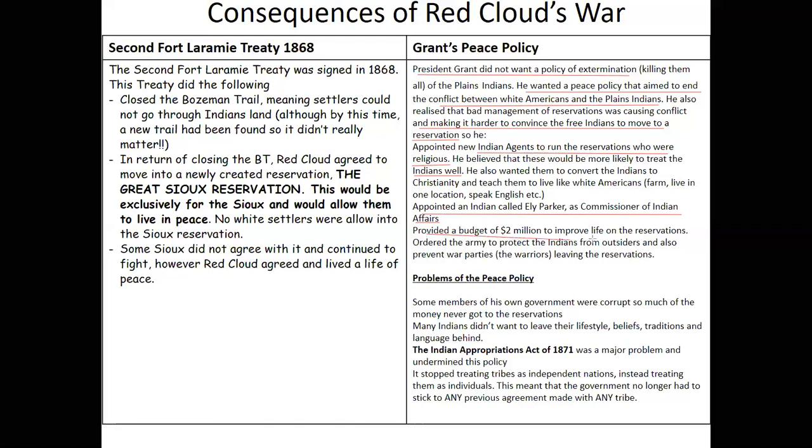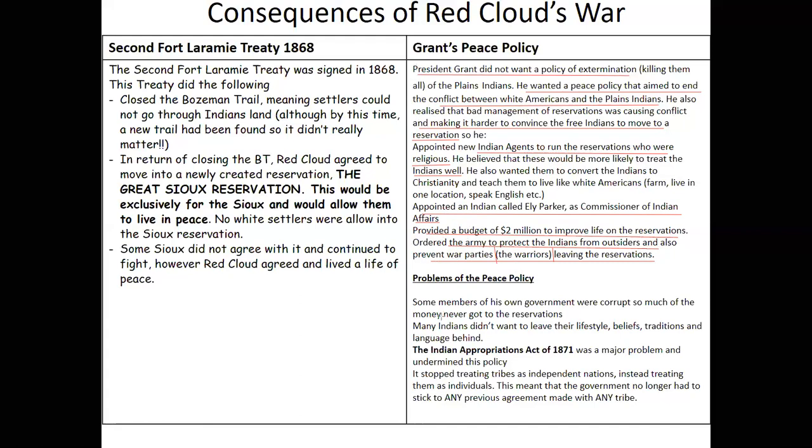And there was a $2 million budget to improve the lives on reservations. The army were ordered to protect the Indians from outside and also prevent war parties, the warriors, dog soldiers, the warrior brotherhoods, from leaving the reservations. And it would be very hostile. If they did leave, it could lead to death. So there were some good and bad parts of this peace policy, absolutely, but this was a consequence of the wars.